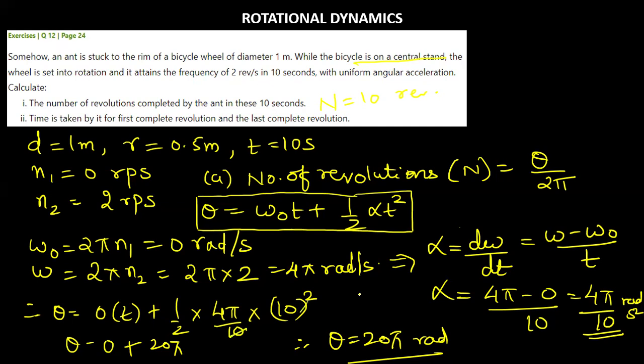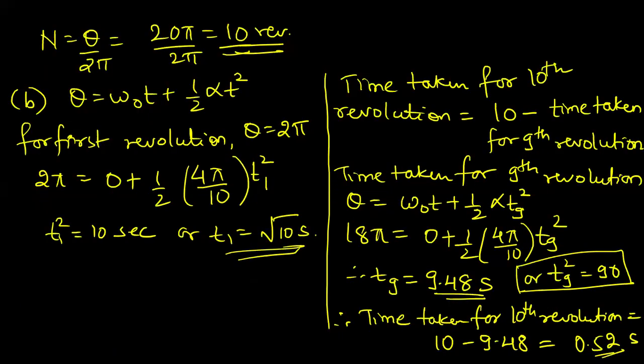So that will be better if you don't solve, because that will make the calculation easier. Now when you substitute the value, you get theta is 20 pi, and the number of revolutions will be equal to 20 pi upon 2 pi, that is 10 revolutions. That is our first case.